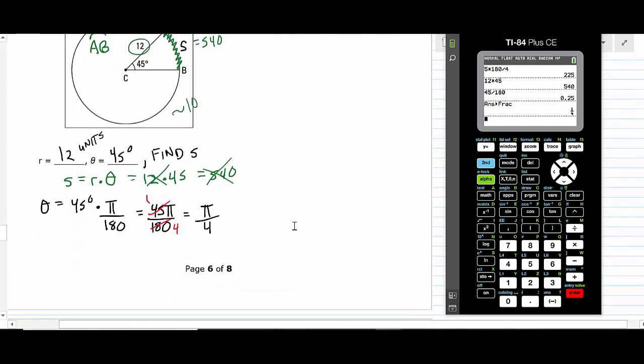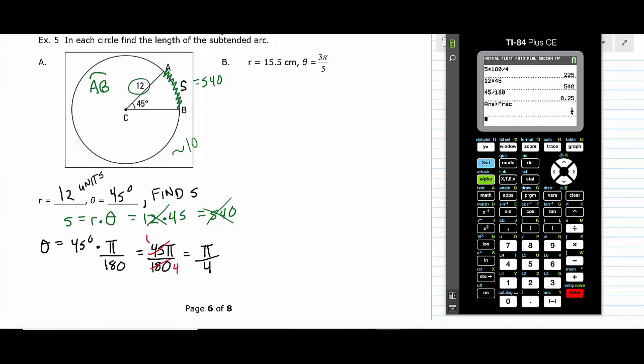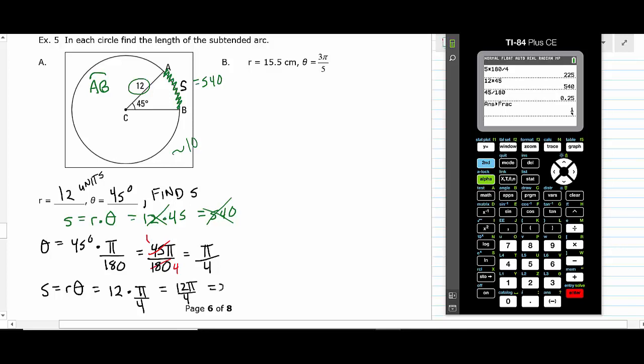Okay, now let's get this answer correct. So we're going to do S equals r theta. The radius is 12, that's given as 12. The angle is pi over 4. So that would give us 12 pi over 4, so that is 3 pi.